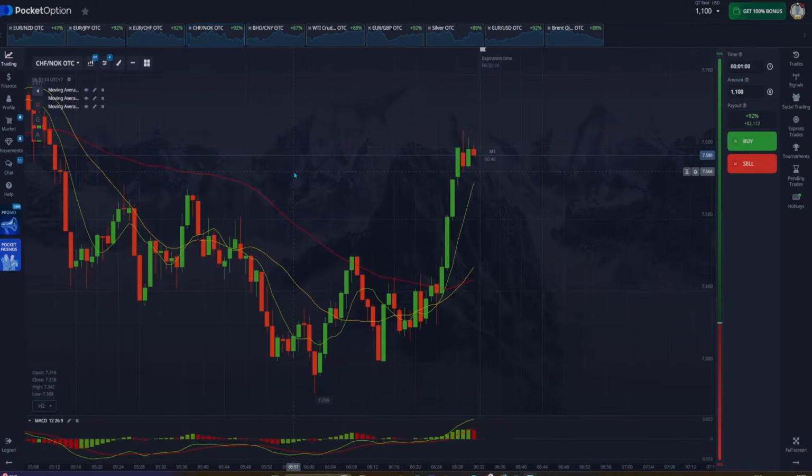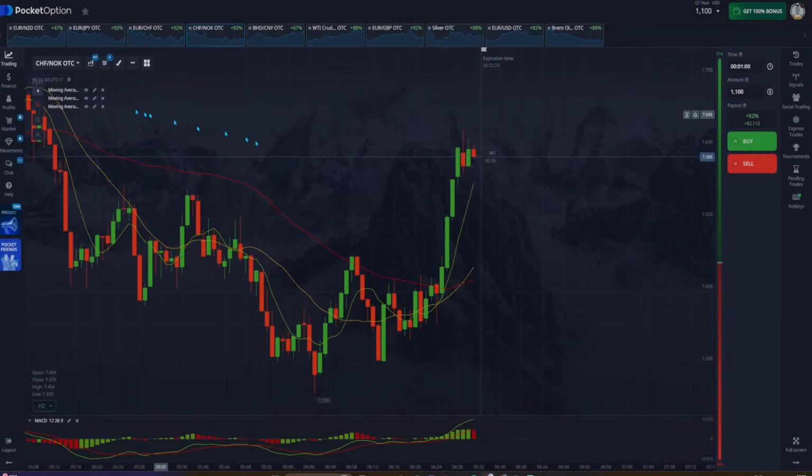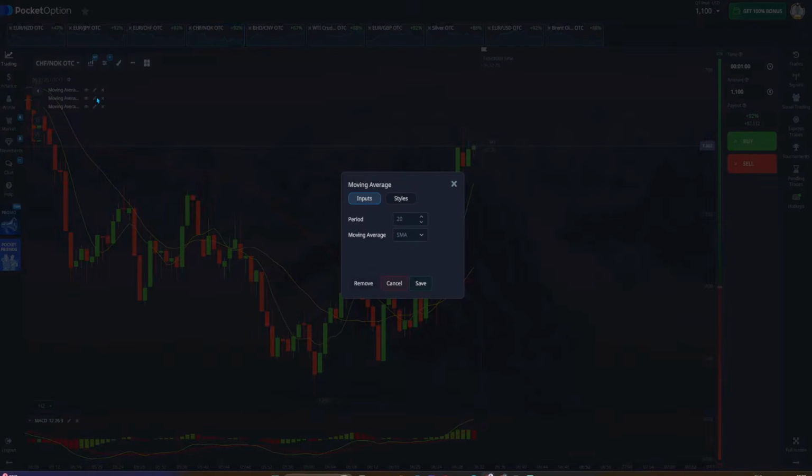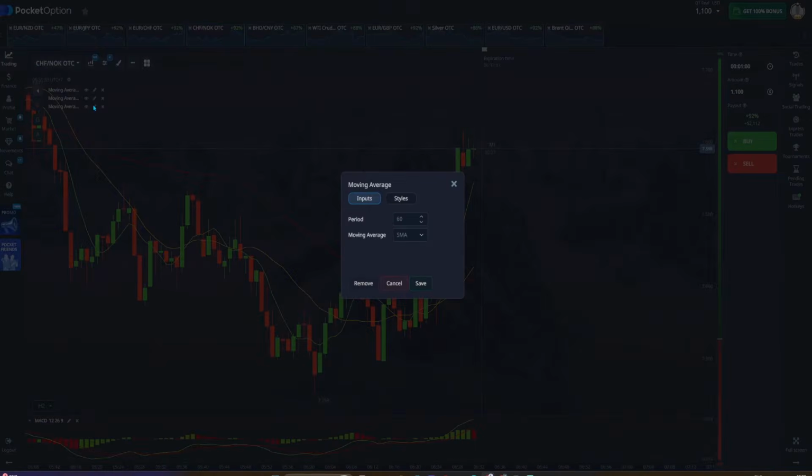To apply this strategy, we'll need a few key indicators. First, we add a moving average with period 7 in green. This is the fast line used to track short-term price movements and provide early signals. Second, we add a moving average with period 20 in yellow. This line represents the medium-term trend, helping us see whether the market direction is shifting or staying aligned.